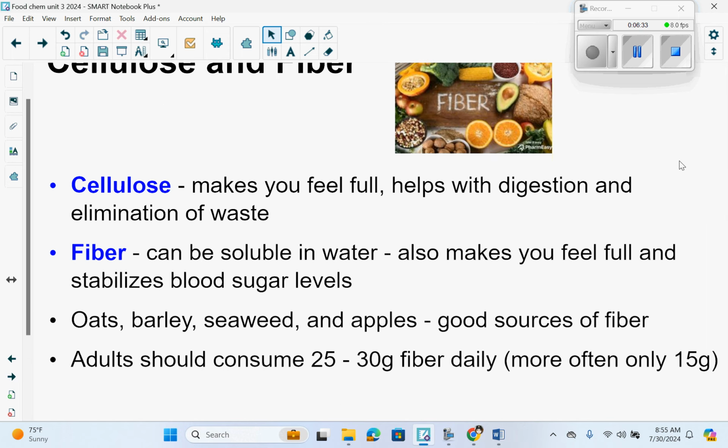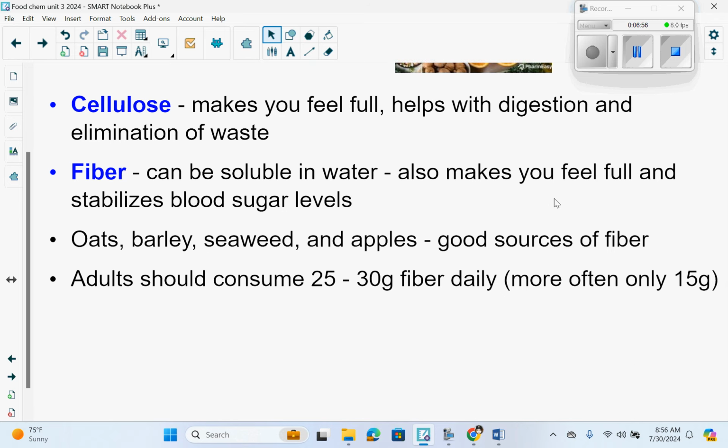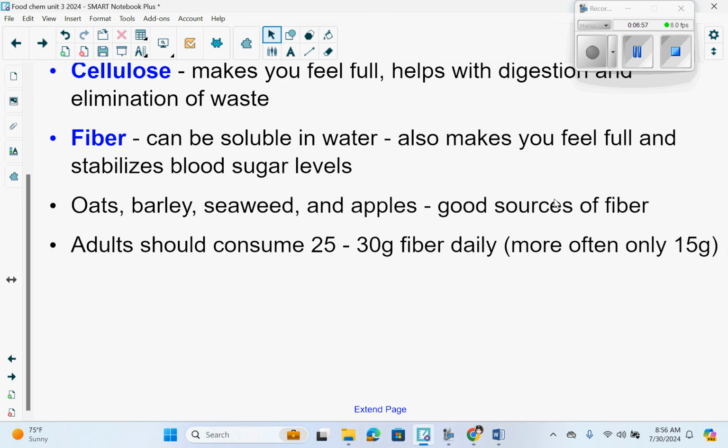Cellulose and fiber. Cellulose makes you feel full, helps with digestion and elimination of waste. Fiber can be soluble in water. It also makes you feel full and stabilizes blood sugar levels. Oats, barley, seaweed, and apples are good sources of fiber. Adults should consume 25 to 30 grams of fiber daily, but more often it's only 15 grams.